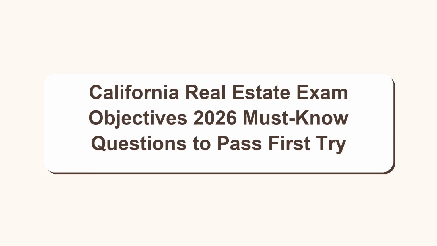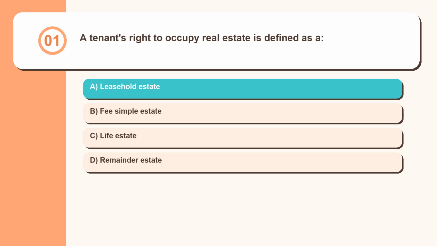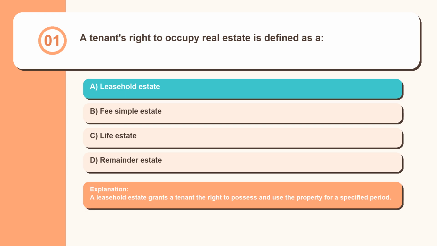California Real Estate Exam Objectives 2026: must-know questions to pass first try. Question 1. A tenant's right to occupy real estate is defined as a: leasehold estate, fee simple estate, life estate, remainder estate. A leasehold estate grants a tenant the right to possess and use the property for a specified period.